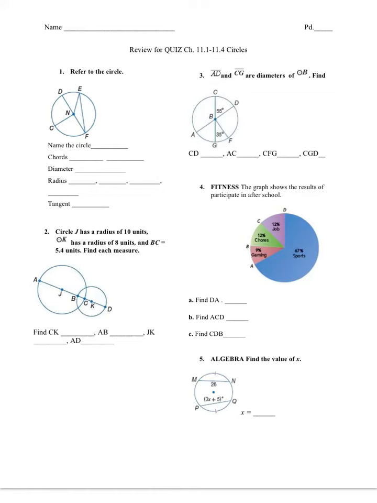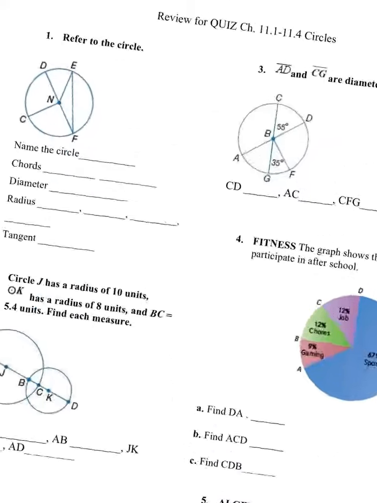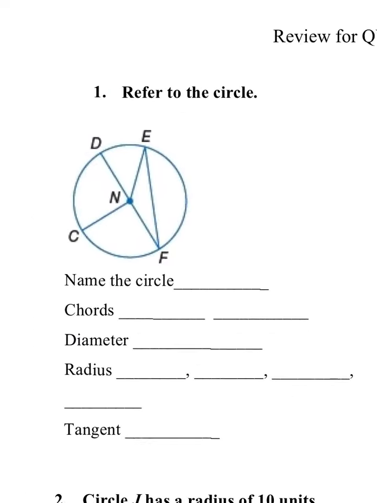Okay, guys, this is the review for quiz sections 11.1 through 11.4. It's mainly circles. In question number one, they're asking us to name the circle. Every time you name a circle, you have to use a symbol for circle, so a circle and a dot in the middle. Circle N is the answer for number one.